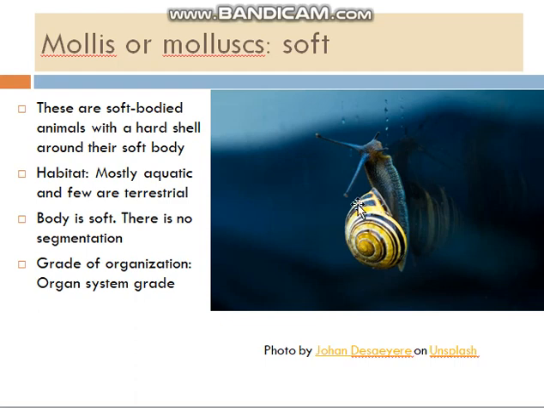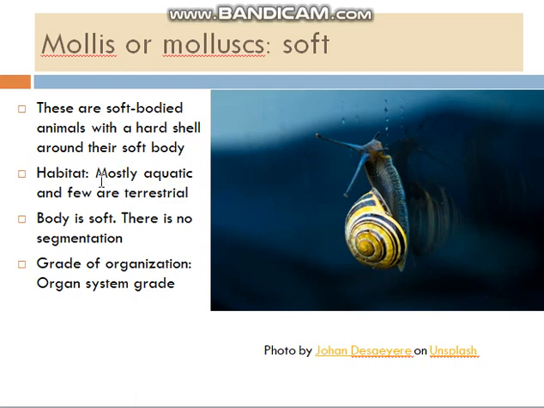Here you can see on the side, follow my cursor, a snail which has a shell around its body, and the soft body is coming out of it. It has the capacity to retract its body back into the shell so that it is protected. So these are soft-bodied animals with a hard shell.